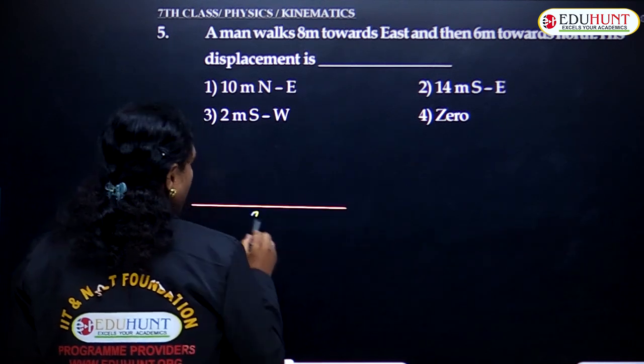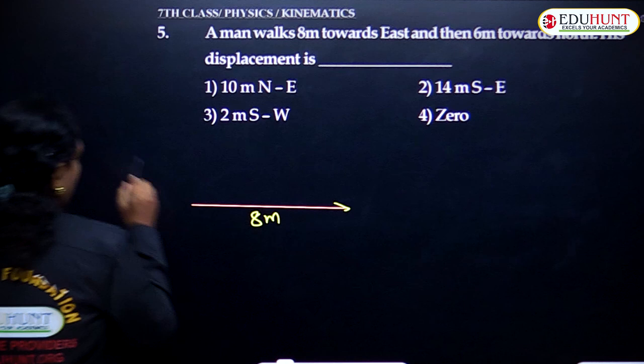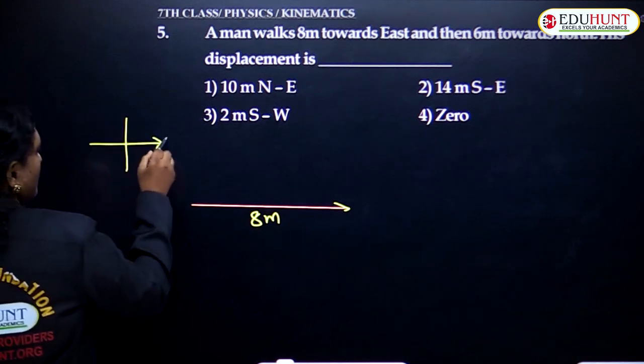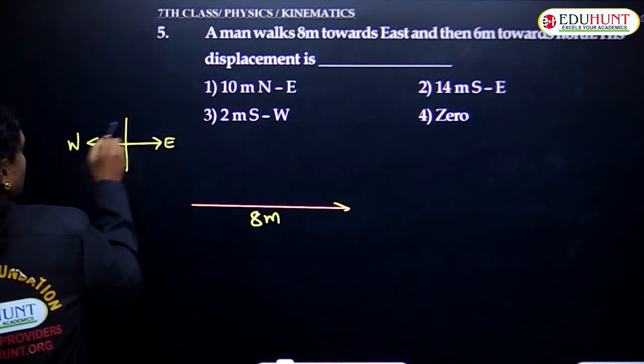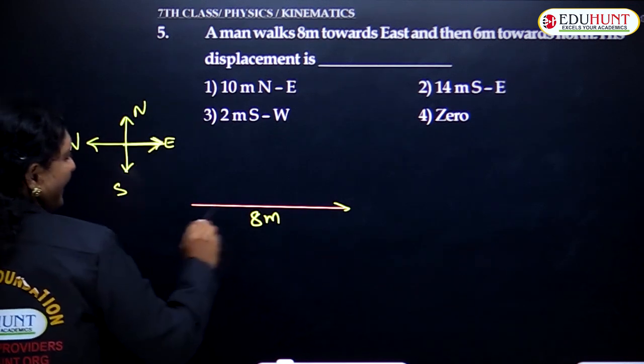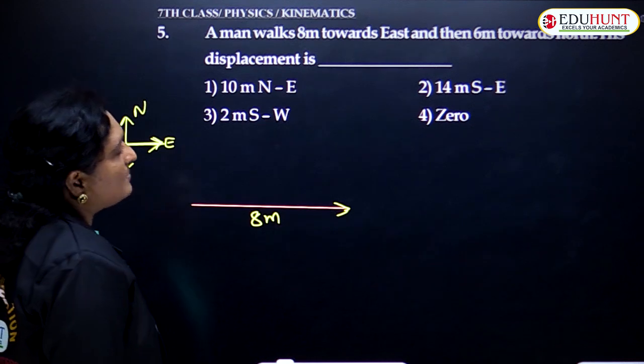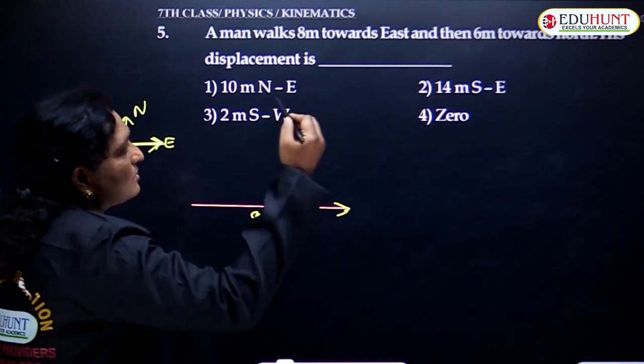A man walks 8 meters towards east. Okay, let me plot it out, children. This is east, this is west, this is north and this is south. So the man has covered 8 meters towards east, and then from there 6 meters towards north.